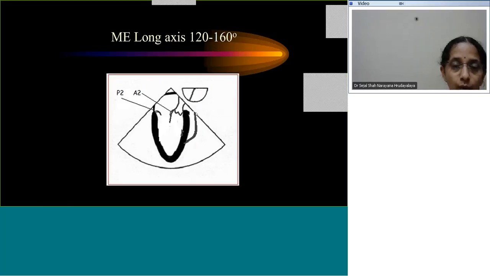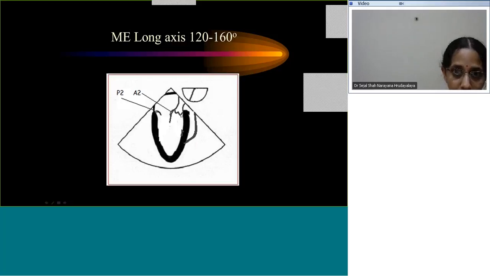Now, going a little further, at 120 degrees it will become a long axis of the heart. So it cuts across the left atrium, left ventricle, and left ventricular outflow tract. In this view, what we see is the A2 and the P2. The anterior mitral leaflet is the leaflet which is closer to the aortic valve, and a part of the right ventricle can be seen with the interventricular septum in between. So the long axis comes at 120 degrees.